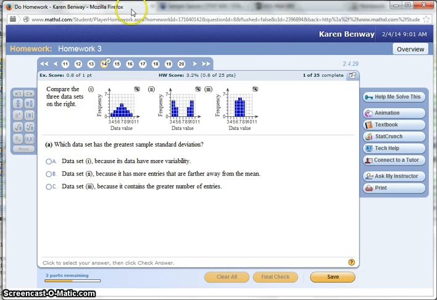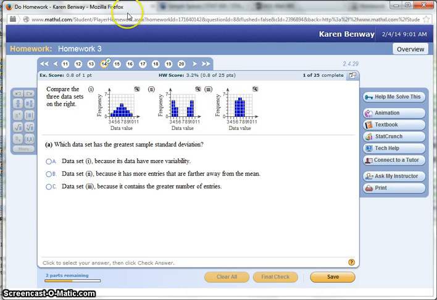The data set with the greatest sample standard deviation is the one where the values are going to be spread farthest out from the mean. Now all of these data sets are centered around the same number. They're centered around 7, right? This one, even though there's no data close to 7, because it's symmetrical around 7, that's still going to be our mean. And here we're centered around 7 too.